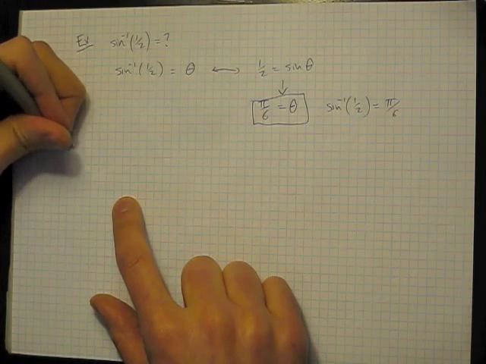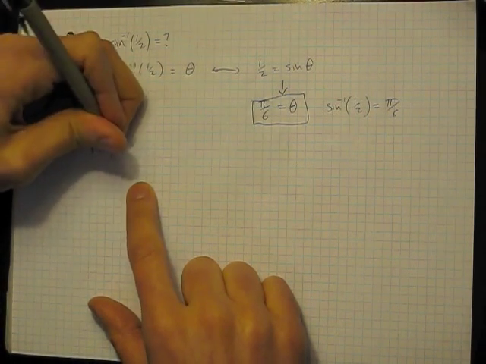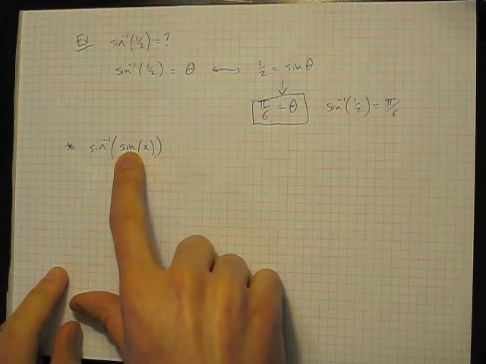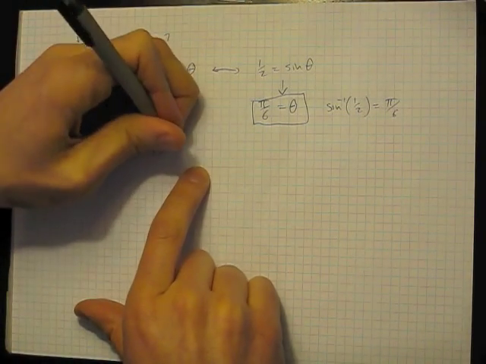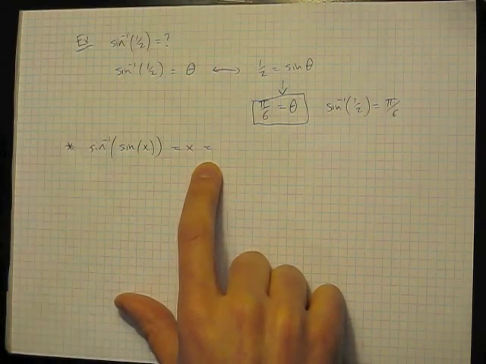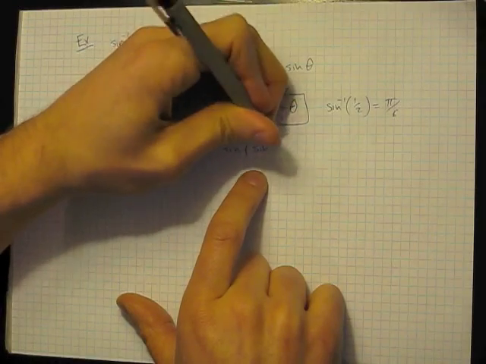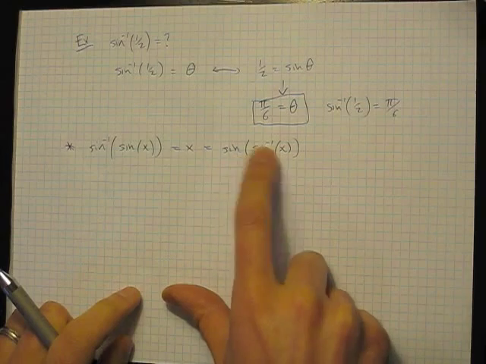So the key notion here is that if you take sine inverse of sine of x, this is sine, this is its inverse. So these two functions undo each other exactly the same way that log and e to the x undo each other. So the same thing is true if you take sine inverse of x and put that inside of the sine function, they undo each other.